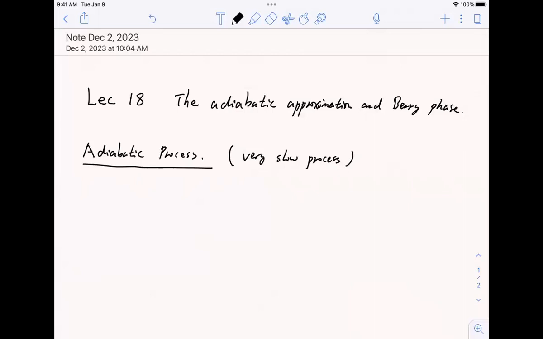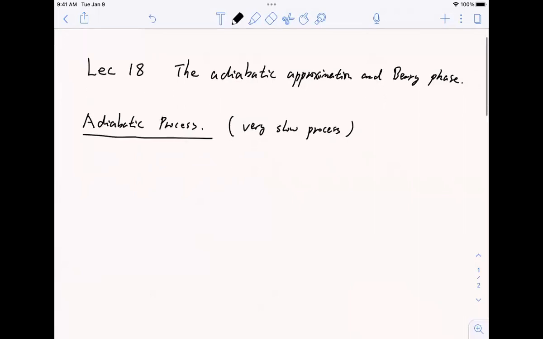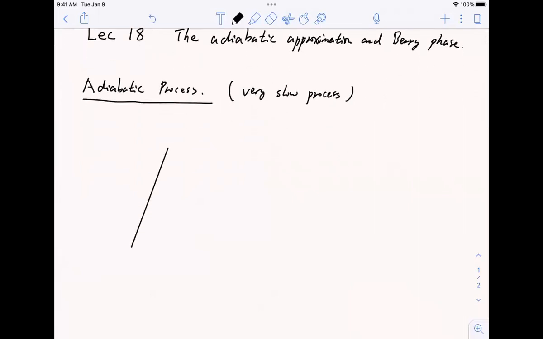Let me give you an example. Let's say you have a pendulum, and the pendulum is oscillating. Let's say L is the length. We know that the period for the pendulum is 2 pi square root of L over g. You can do this calculation just from classical mechanics.